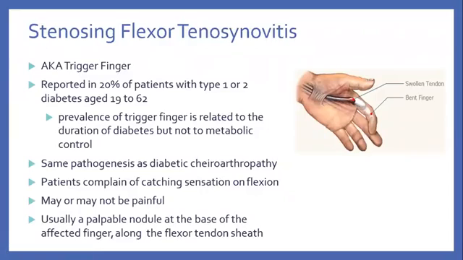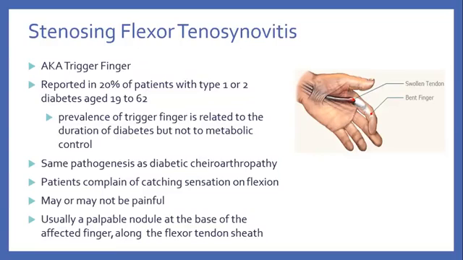Stenosing flexor tenosynovitis is also known as trigger finger. It's reported in 20% of patients with type 1 or 2 diabetes aged 19 to 62. The prevalence of trigger finger is related to the duration of diabetes, but not to metabolic control. Same pathogenesis is seen for stenosing flexor tenosynovitis as diabetic chiroarthropathy.